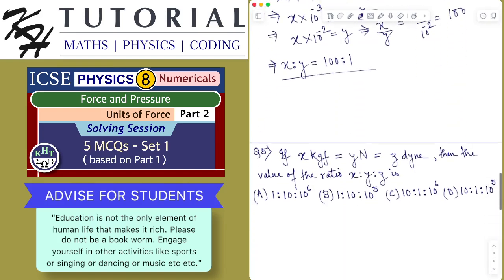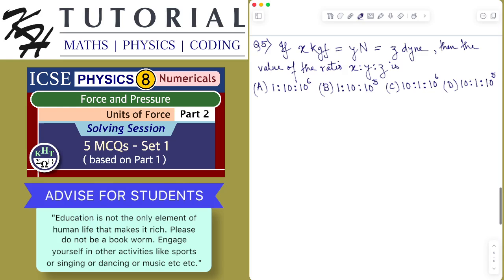Let's see the next problem. Question number 5. If x kgf is equal to y Newton is equal to z dyne, then the value of the ratio x is to y is to z is. Okay, so we are given x kgf is equal to y Newton is equal to z dyne. So we have to find the relation between x, y and z.